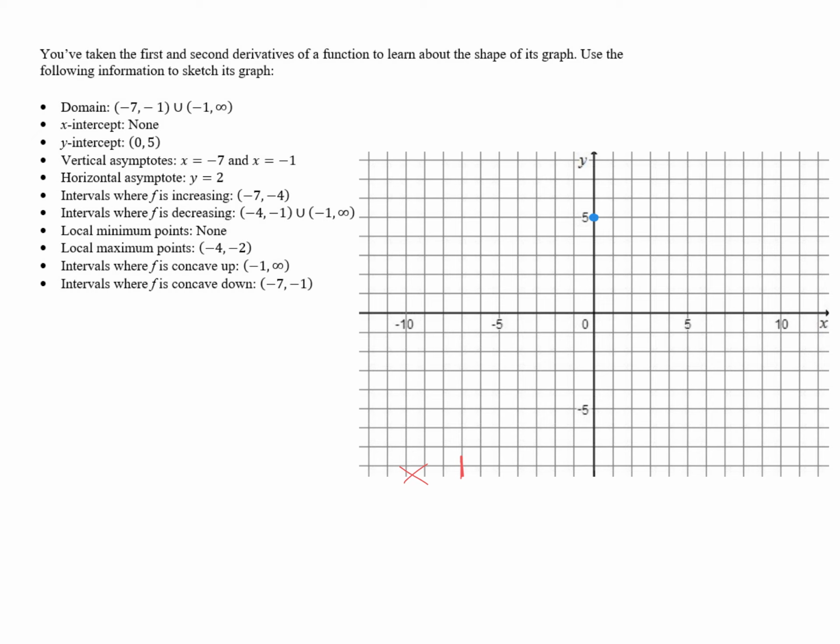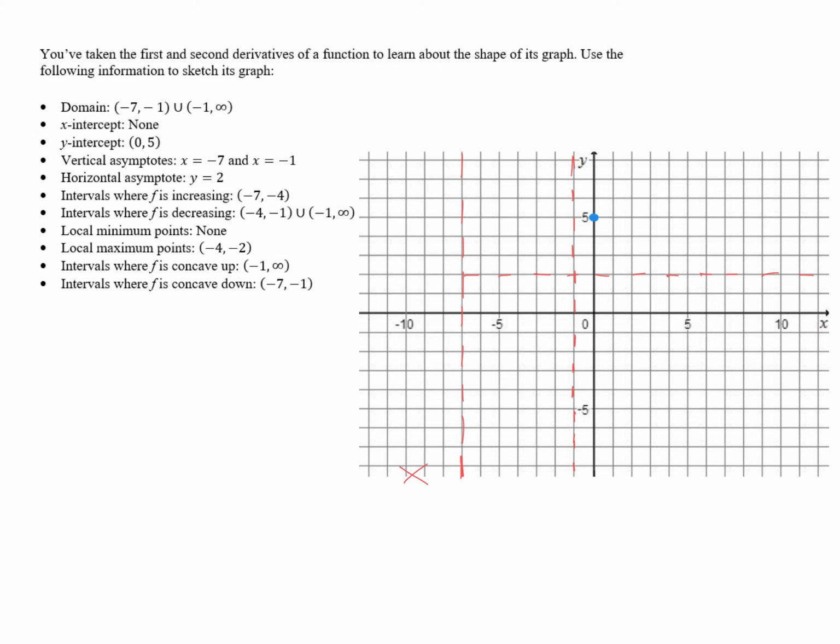There are vertical asymptotes. There are 2 of them at -7 and -1. So I'm going to draw these in, -7 and -1. And a horizontal asymptote at y = 2, which we must be approaching on the right-hand side because our graph doesn't go all the way to the left-hand side.